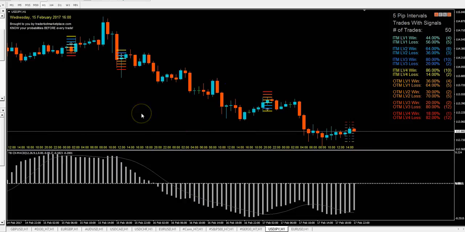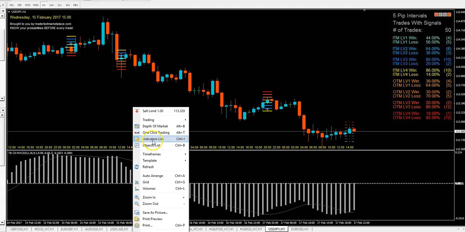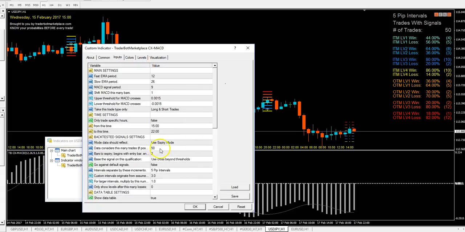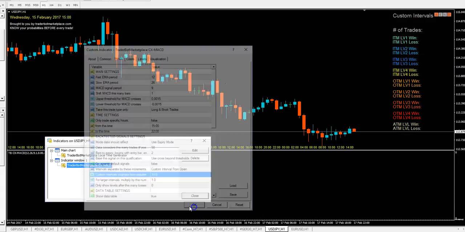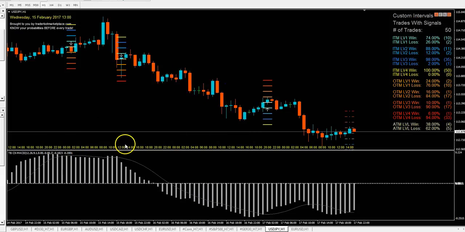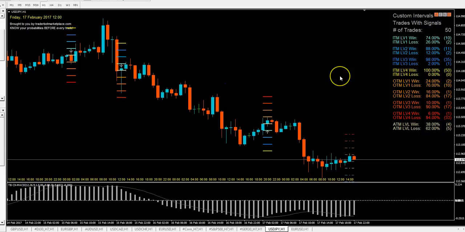All right, on the current settings right now, this is what we've got. I'm going to change it to, let's see, I'll change it to 10 pips right here. 10 pip strike distance from each other, custom interval from open. That'll show, it comes out at the beginning of the candle. And currently, this is what it shows.